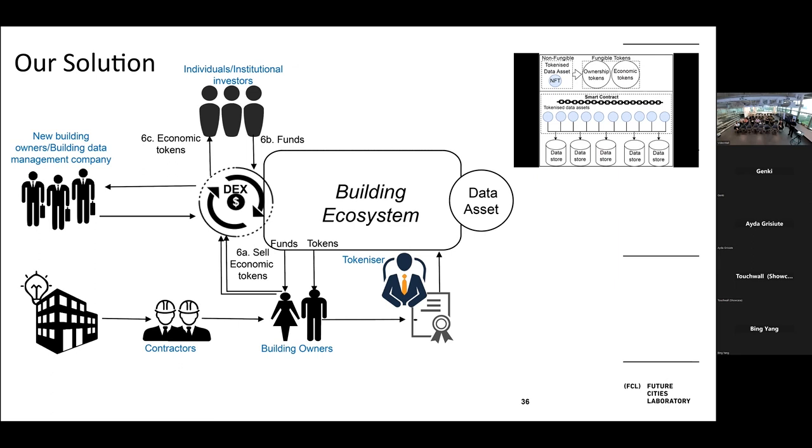The other part involves economic tokens, and this is to raise capital. So they can sell economic tokens on a decentralized exchange. And the people interested to buy this are the individual or institutional investors. So they can pay money to the DEX and buy these economic tokens, and the monies are sent to the building owner.